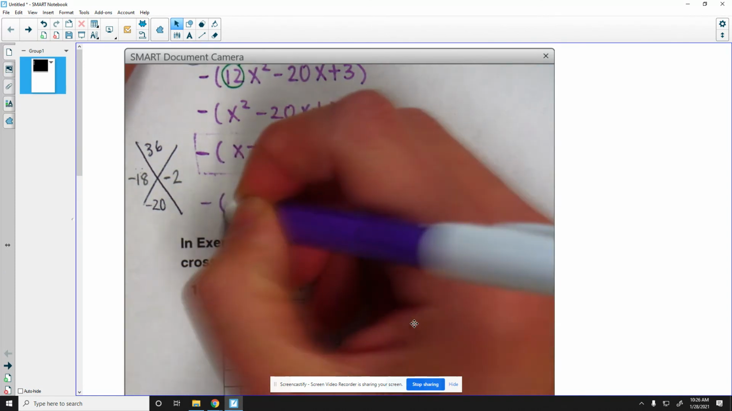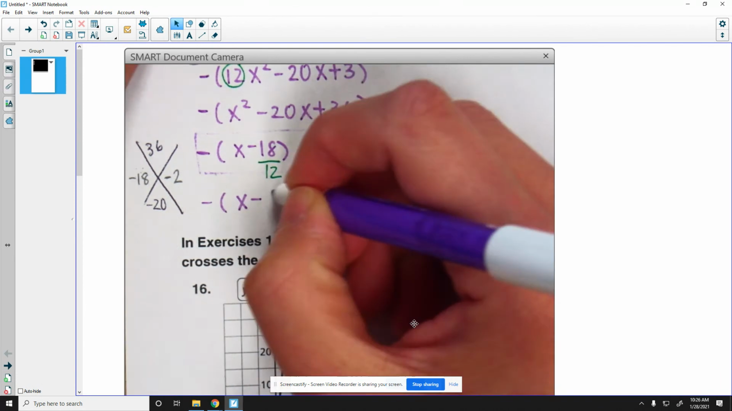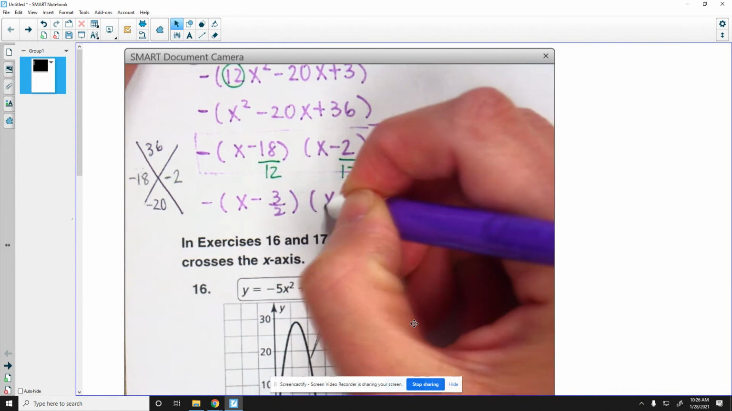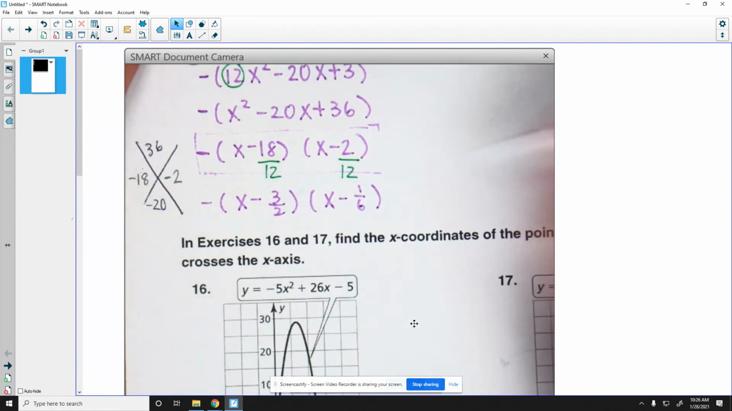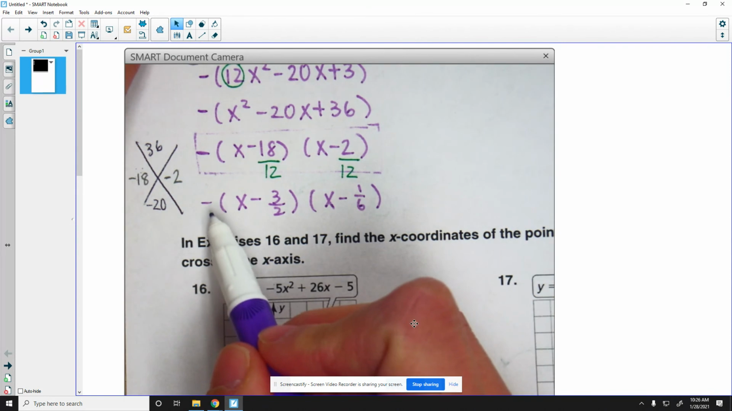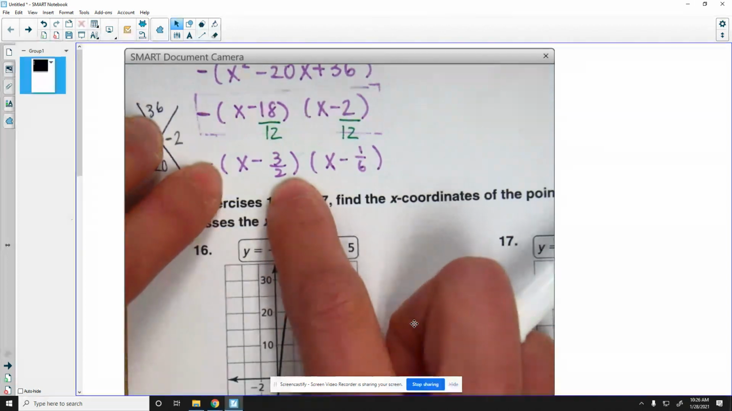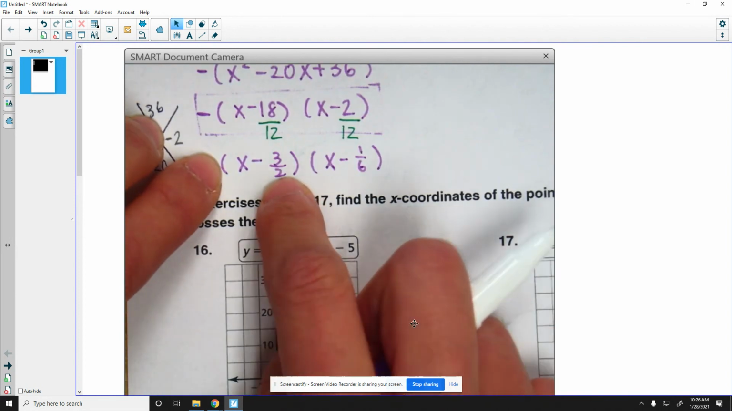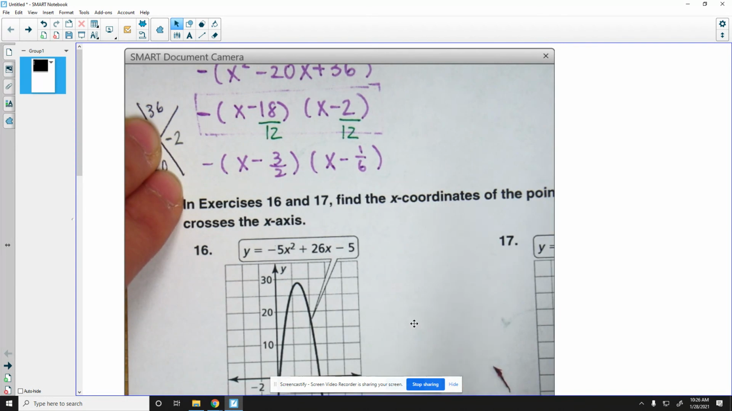Okay, so negative. What was it? 3 over 2. And then, what did you say? Nope, negative just stays on the outside because that's what you factored out. Okay, so here's a trick. If I were to just factor, this would be 2x minus 3, 6x minus 1. Does that make sense? If I were to just factor.